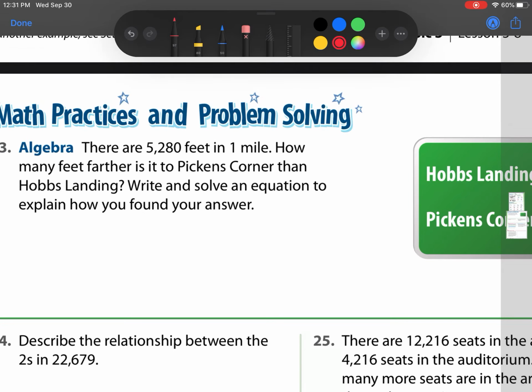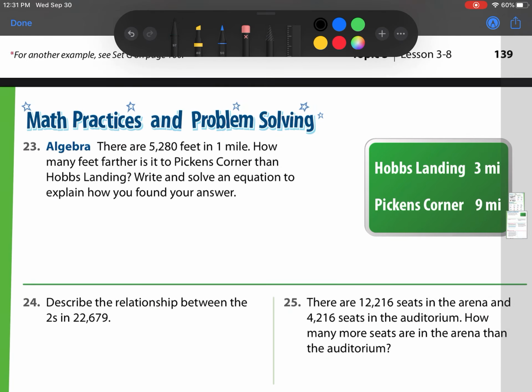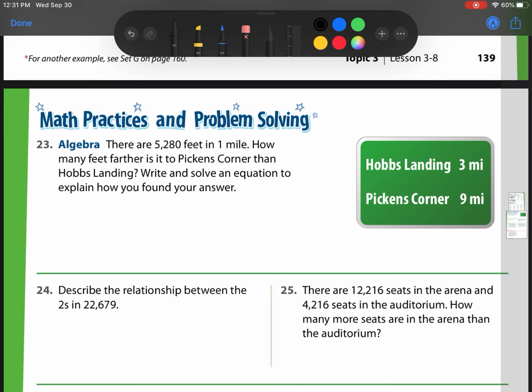So now for our last one, being our last page. There are 5,280 feet in 1 mile. How many feet further is it to Pickens Corner than Hobbs Landing? Write and solve an equation to explain how you found the answer.